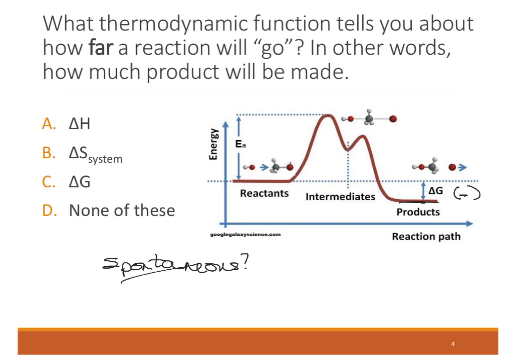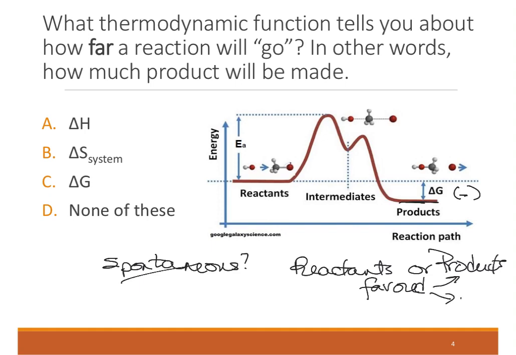But what if instead of spontaneous, I said, are reactants or products favored? Which is favored? Would you be able to answer it then? Well, what I want you to realize is if products are favored, we are talking about a spontaneous reaction. If reactants are favored, we are talking about a non-spontaneous reaction. So just because a reaction is non-spontaneous doesn't mean we will get zero product.